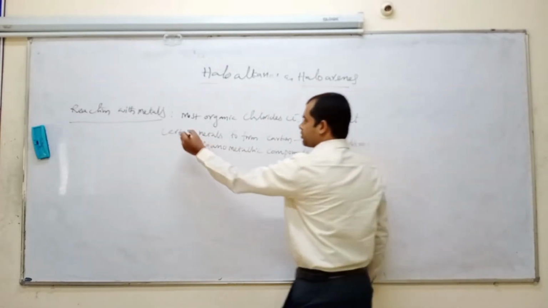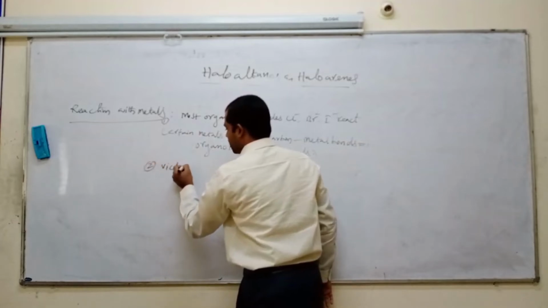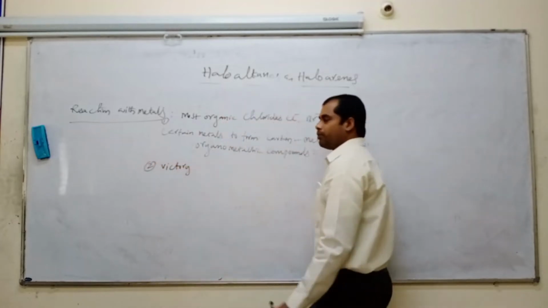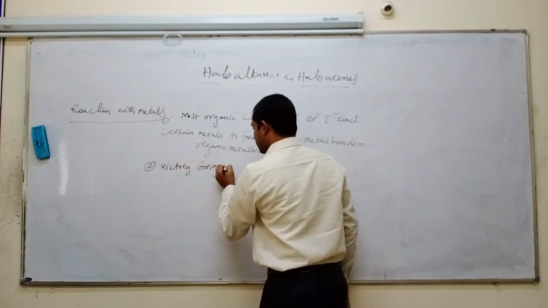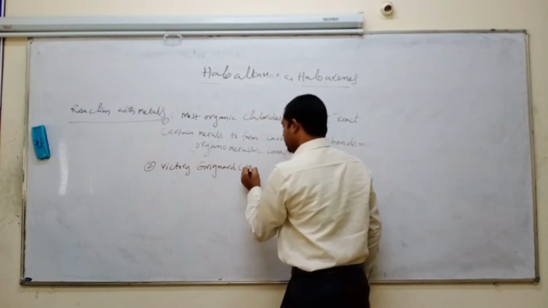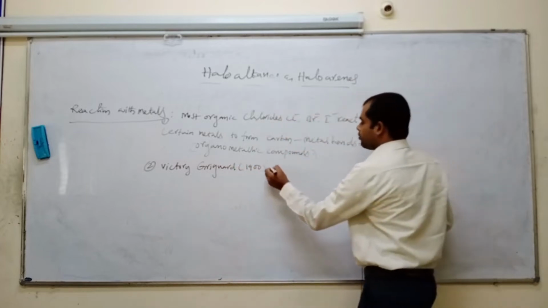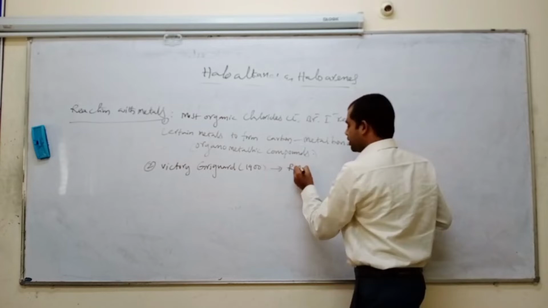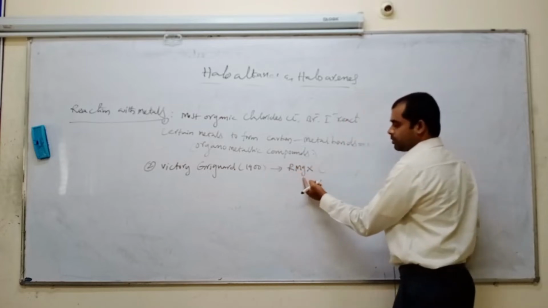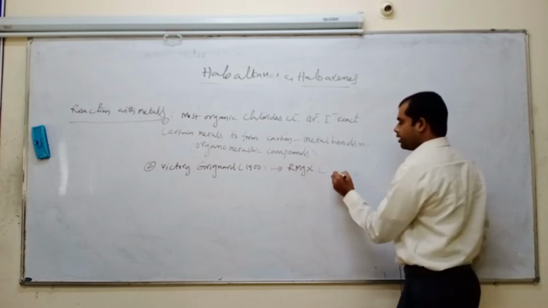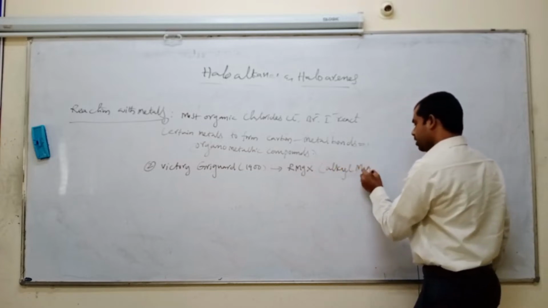The scientist Victor Grignard, in 1900, discovered the first organometallic compound. The compound is alkyl magnesium halide: R for alkyl, Mg for magnesium, X for halide. So the compound is alkyl magnesium halide.